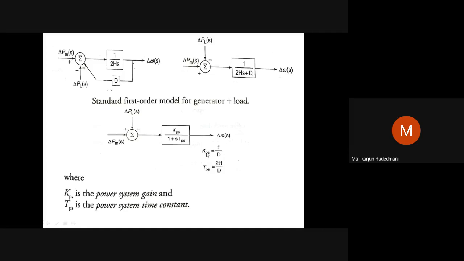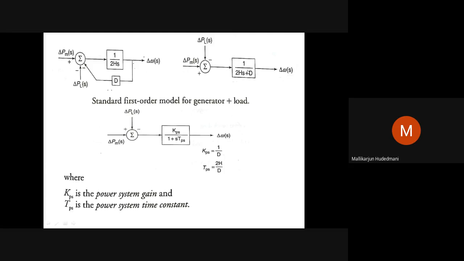The KPS is called the power system gain. Power system gain is called 1 by D. So by replacing this D in this perspective, KPS is 1 by D, and the ratio 2H by D is TPS, the time constant of the power system. By incorporating KPS and TPS in this block, I can revise this as a first order lag function, KPS, which is the gain of the power system, by 1 plus STPS, the time constant of the system. So this is also one of the equivalent representations.